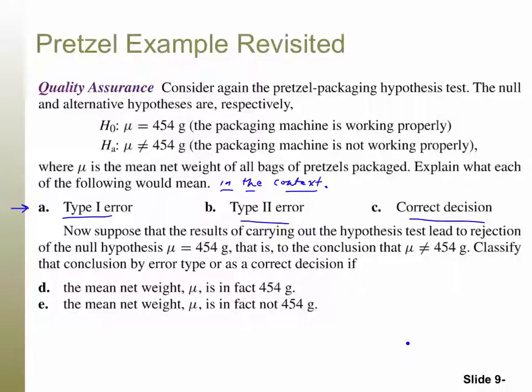It's like when we say it's wrong, it's actually right. Yeah, because the machine's doing what it's supposed to do.